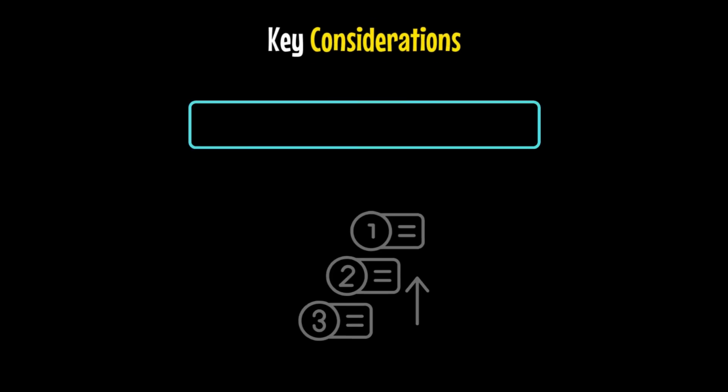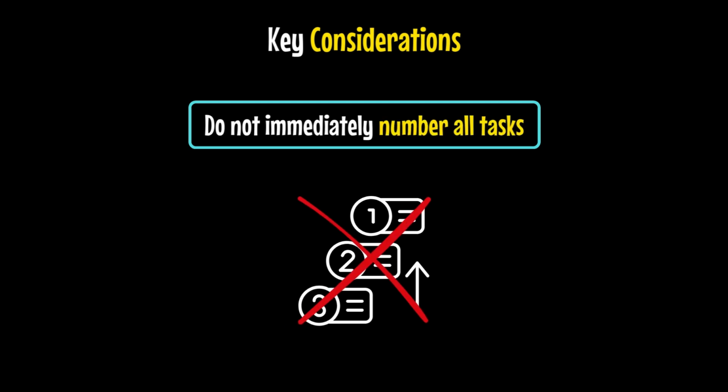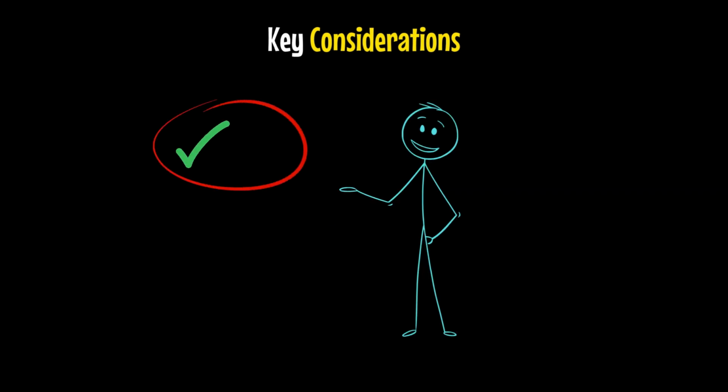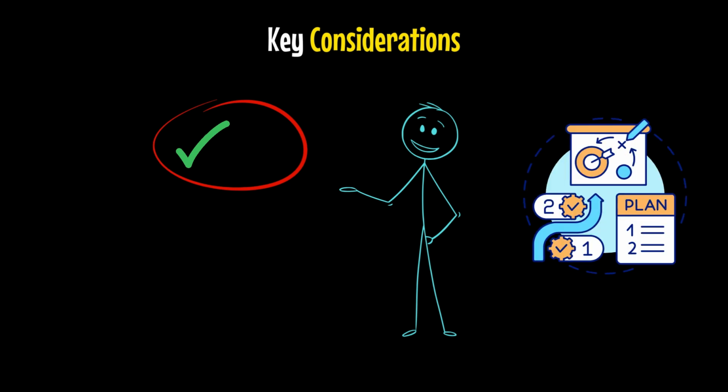Key considerations. Do not immediately number all tasks. First, mark the most critical ones, as secondary tasks may never get addressed. This prevents unnecessary planning efforts.